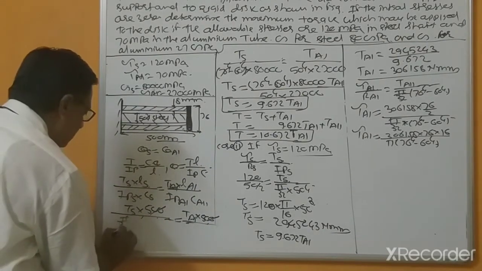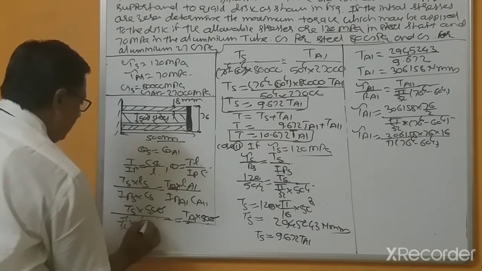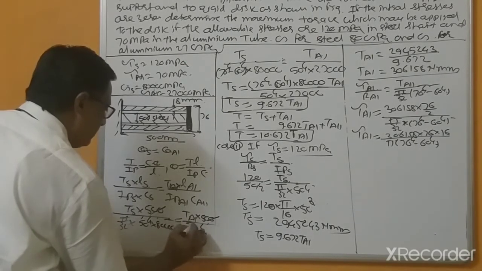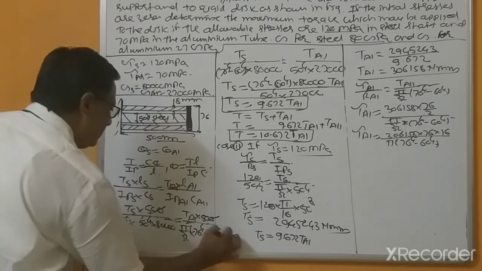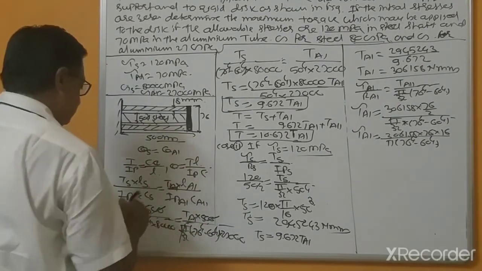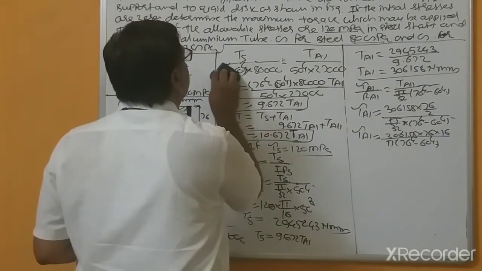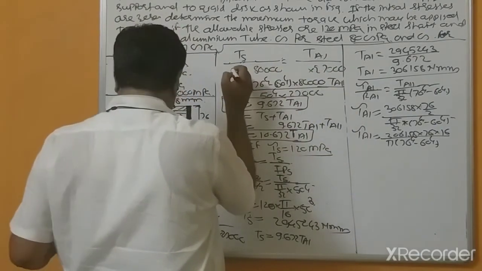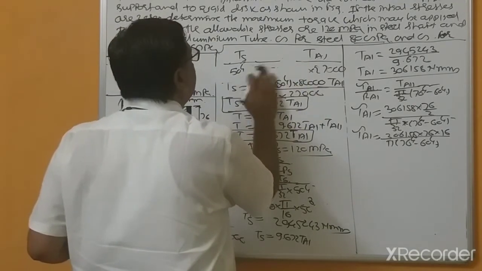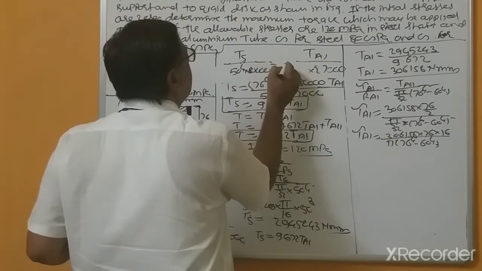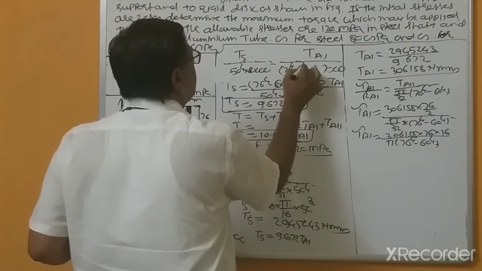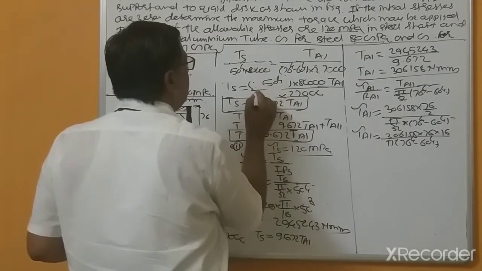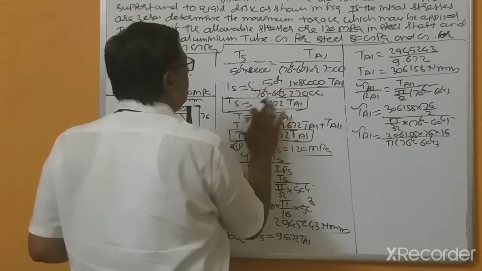Pi by 32, raised to 50 raised to 4 for steel is correct, and this is pi by 32 76 raised to 4 minus 60 raised to 4. 27,000, so this will get cancelled, and here I made a mistake. This is 27,000 and this is 50 raised to 4, and here this is 76, 50 raised to 4, and this is 76 raised to 4 minus 60 raised to 4.